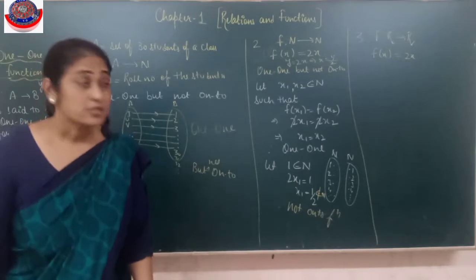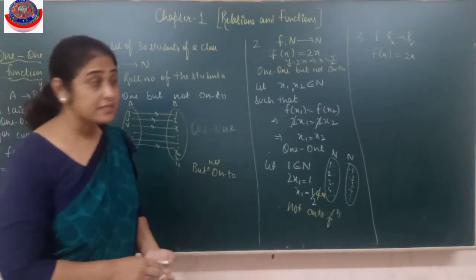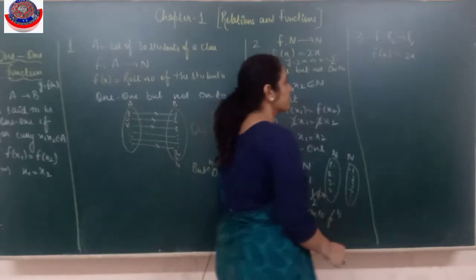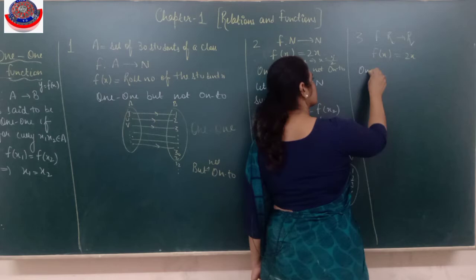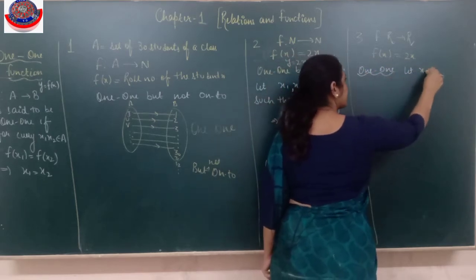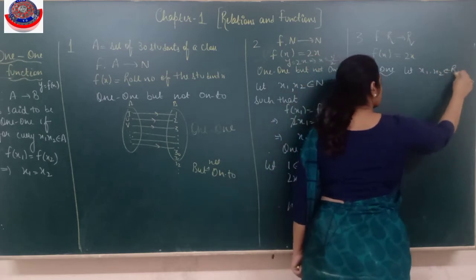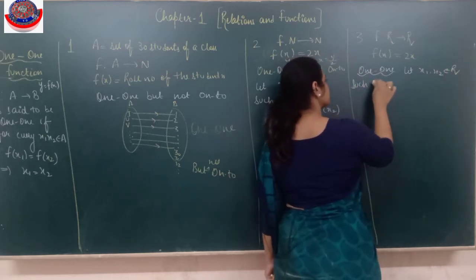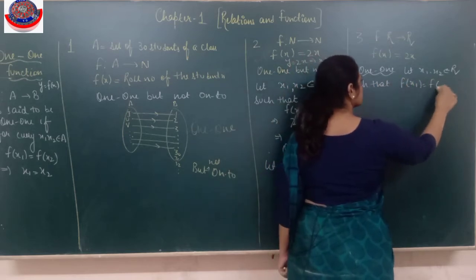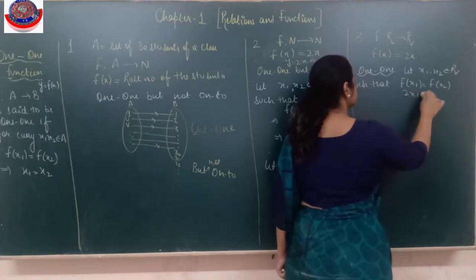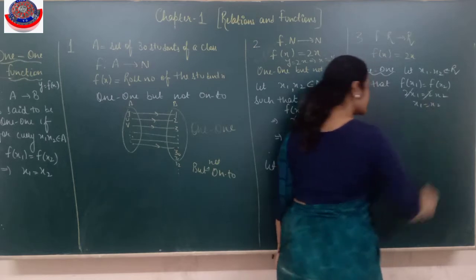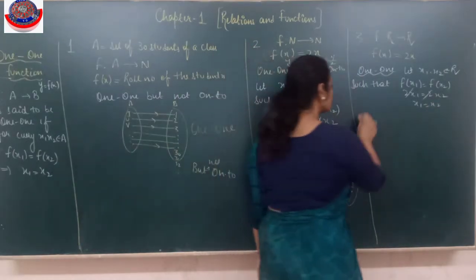Clear? Now similarly, the third question is of the same kind, but there the relation is given to be from R to R. The relation is given to be from R to R. Is it clear for 1-1? I'll do the same thing. Let x1 and x2 belong to the first set such that f(x1) = f(x2). Put the values. So therefore it is 1-1. Clear?